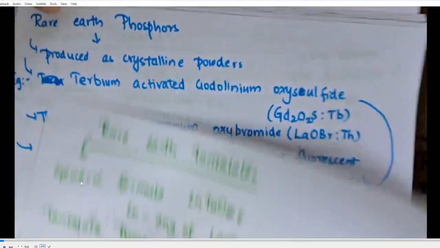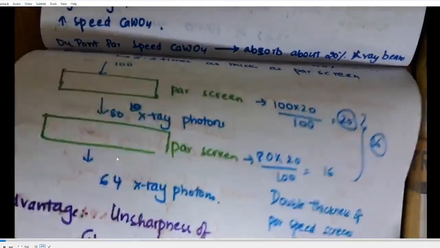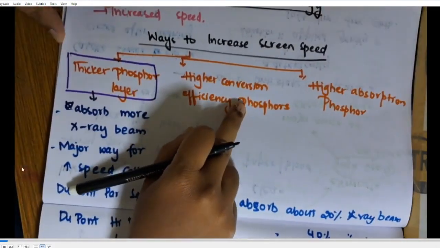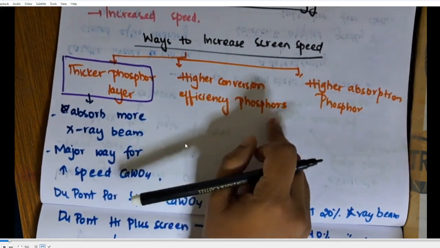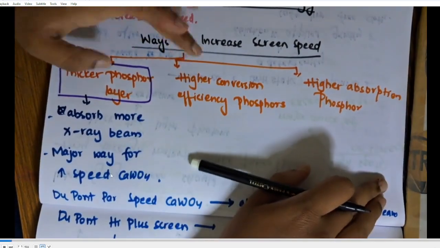Hello friends, let us now learn some important points about higher absorption. In the last class, we learned the ways to increase the screen speed, that is, a thicker phosphor layer and higher conversion efficiency phosphors. So in this lecture, we will learn about the higher absorption phosphors.